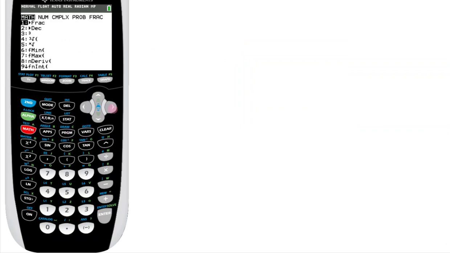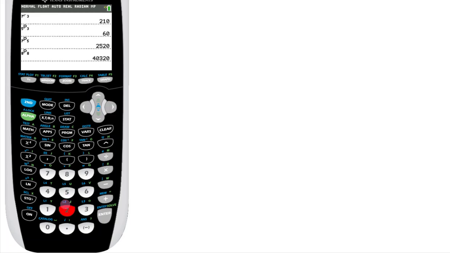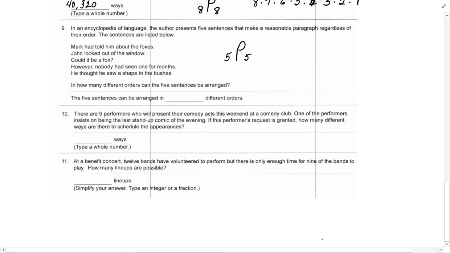So go to math, go to probability, choose number 2. We're 5 and 5. 5 for N, 5 for R. We get 120. There are 120 different paragraphs you could write with those 5 sentences.